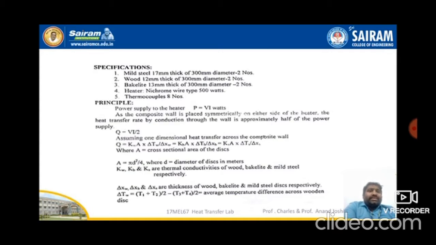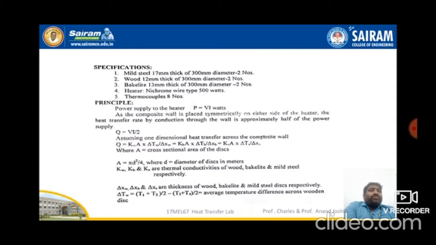Here the mild steel is 17 mm thick, 300 mm diameter, 2 numbers; wood is 12 mm thick, 300 mm diameter, 2 numbers; and bakelite is 13 mm thick, 300 mm diameter, 2 numbers. The heater is nichrome wire type of 500 watt capacity, and 8 thermocouples are connected at various points of the slabs.